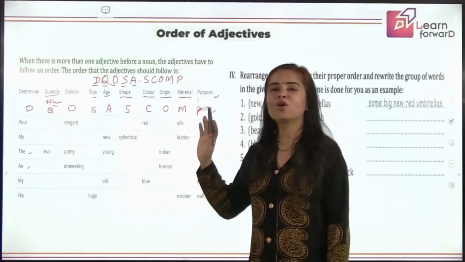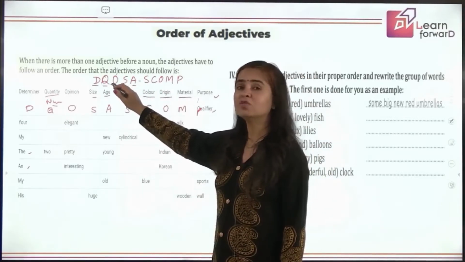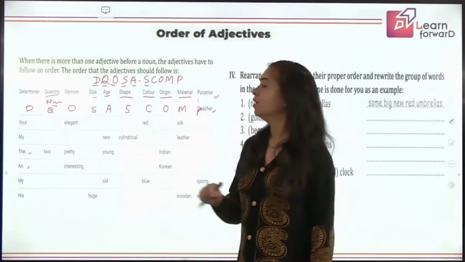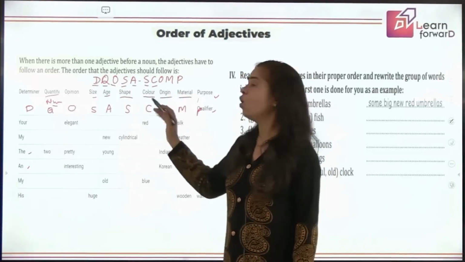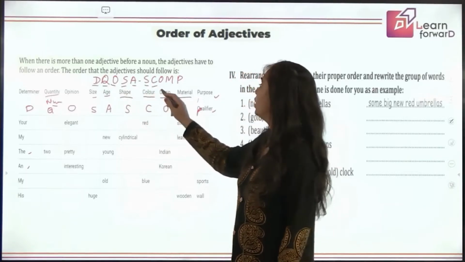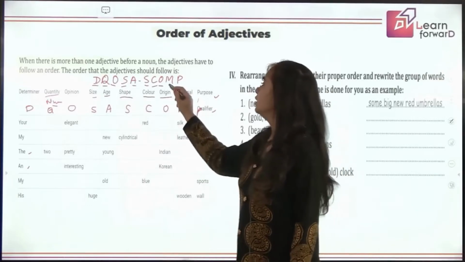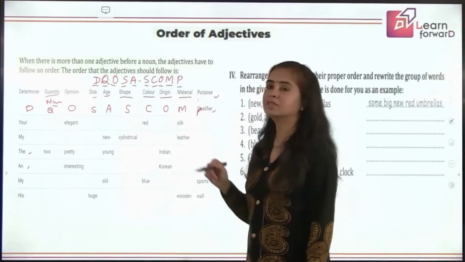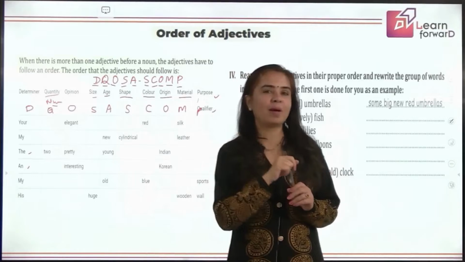Now move to scomp. S has been used here also. This S was for size. Now the next S is for shape. Now again, C stands for color. O already has been used where O meant opinion. Now here O will mean origin. That means the proper adjective. Then M is for material and P is for purpose. I hope all of you like this acronym and you will try to memorize it.